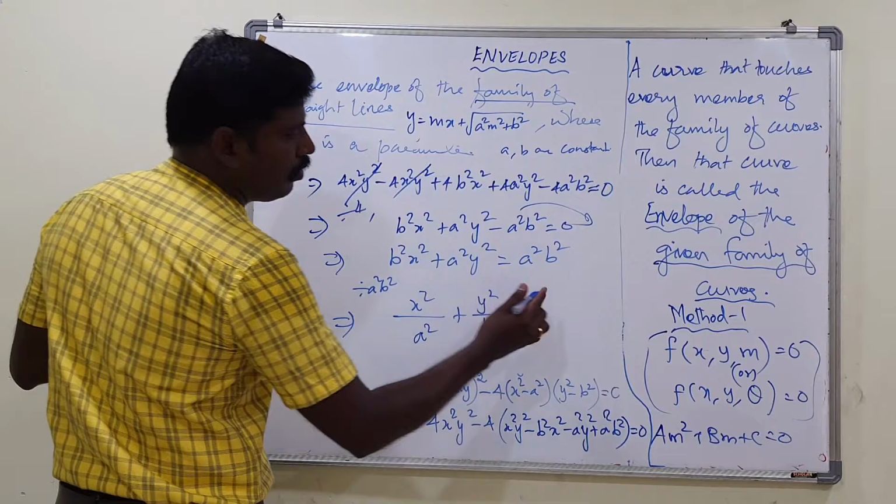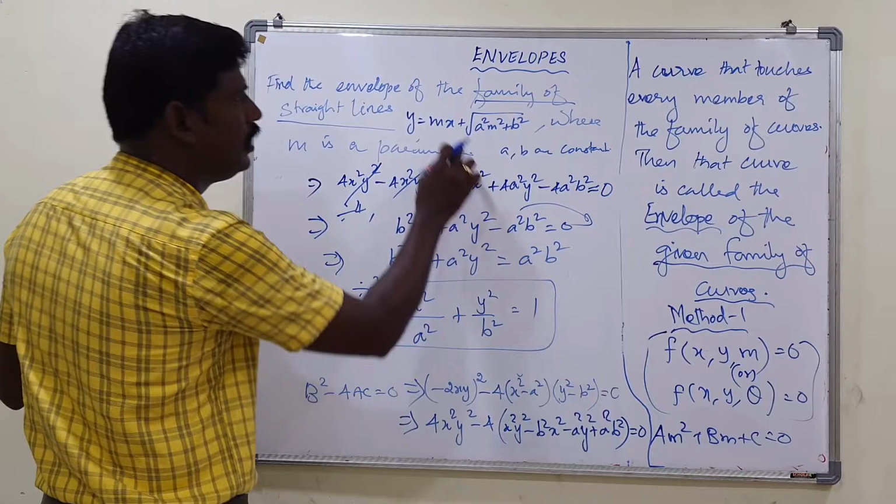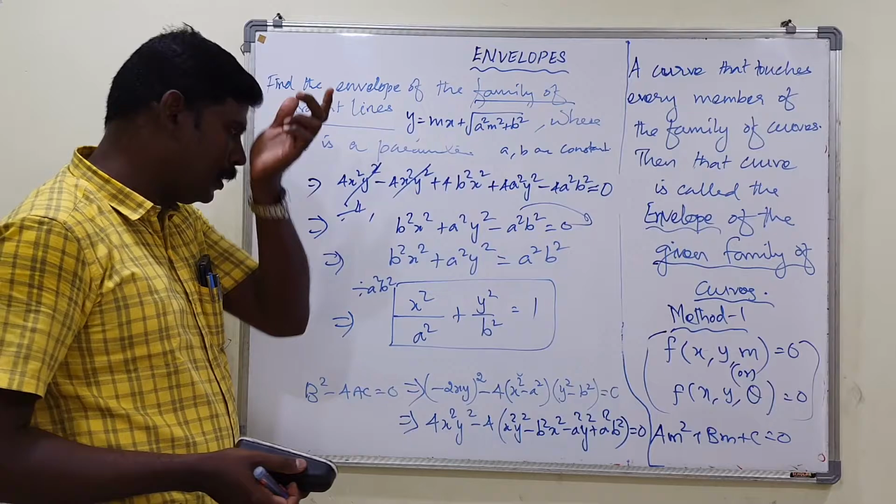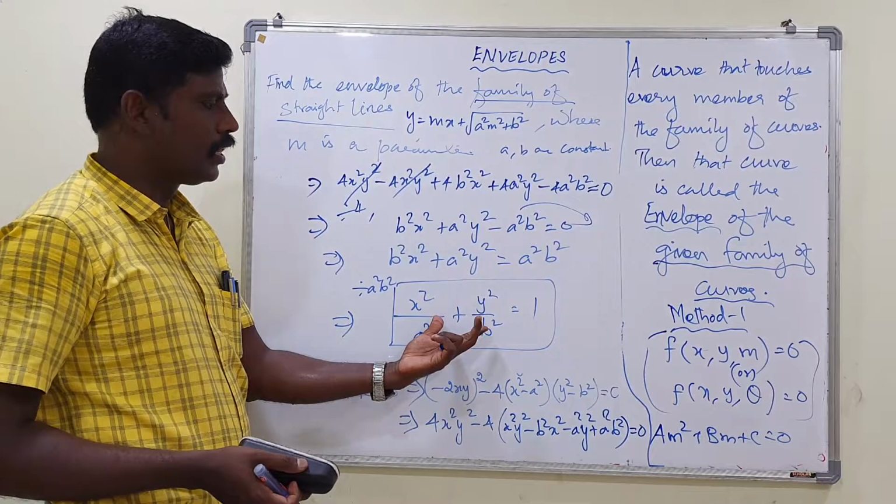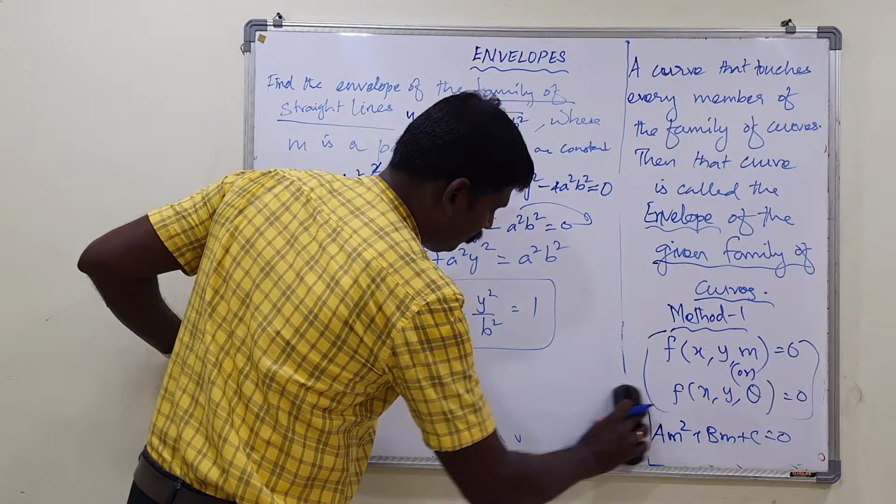So this is the envelope of the given family of straight lines, which is nothing but the general form of an ellipse, isn't it? Now look at this equation: the parameter m is eliminated, and you can get the curve in terms of x and y. This is the envelope of the given family of curves, that's all.